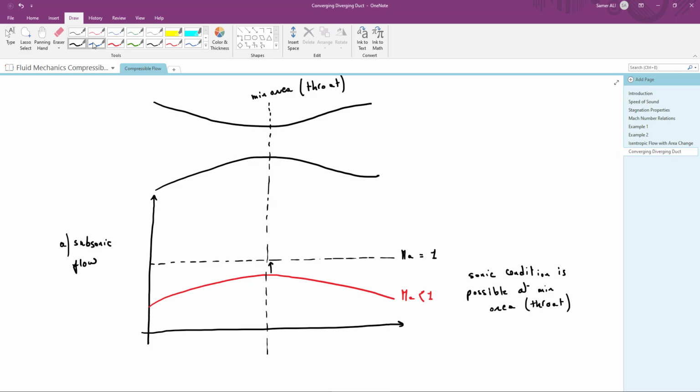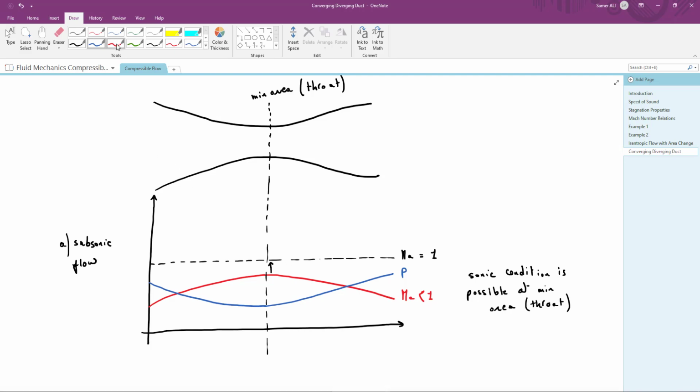Now, if you want to draw the pressure distribution, as we said, the pressure distribution will be the opposite of the velocity distribution. So we'll have a distribution like this. The pressure will decrease until it reaches a minimum value at the minimum area location, then it will increase back again in the diverging section. So this is the pressure distribution, which is opposite to the Mach number distribution.